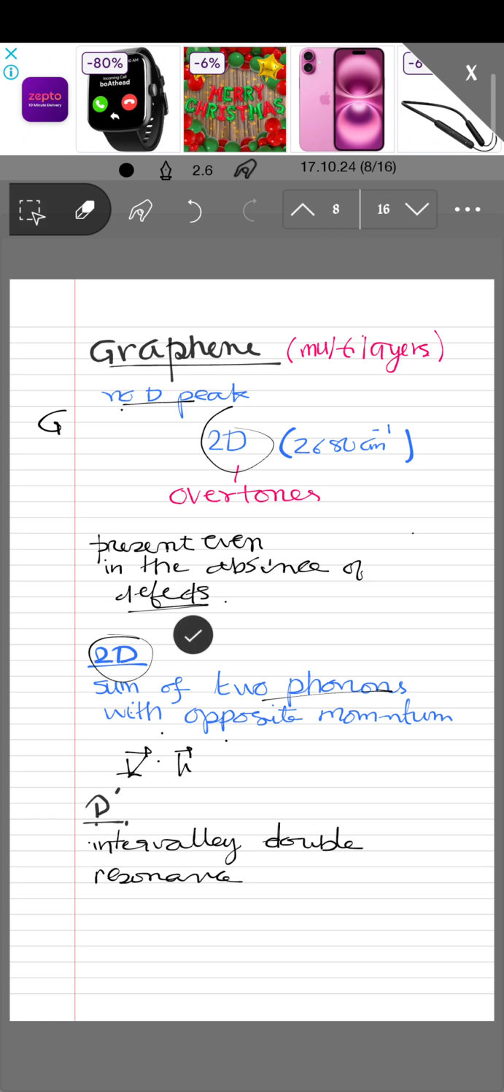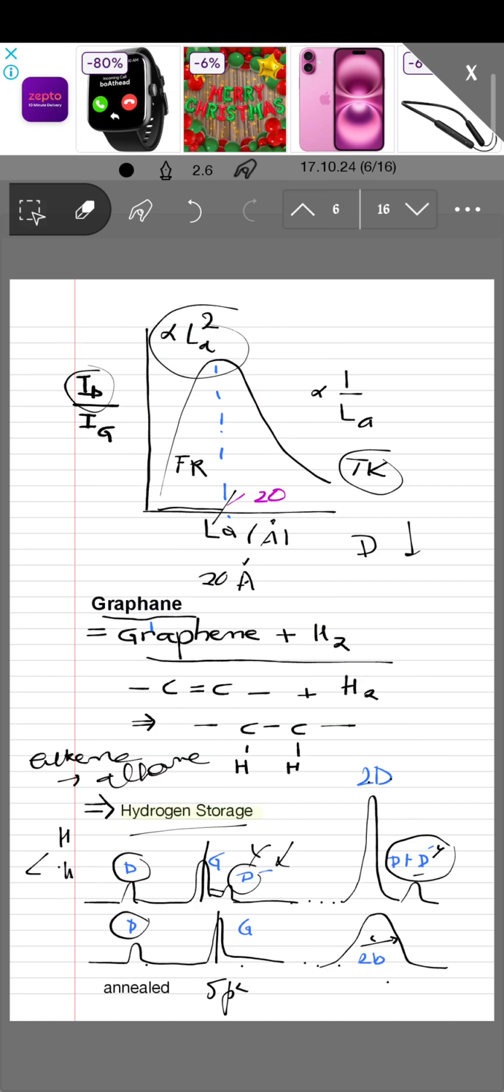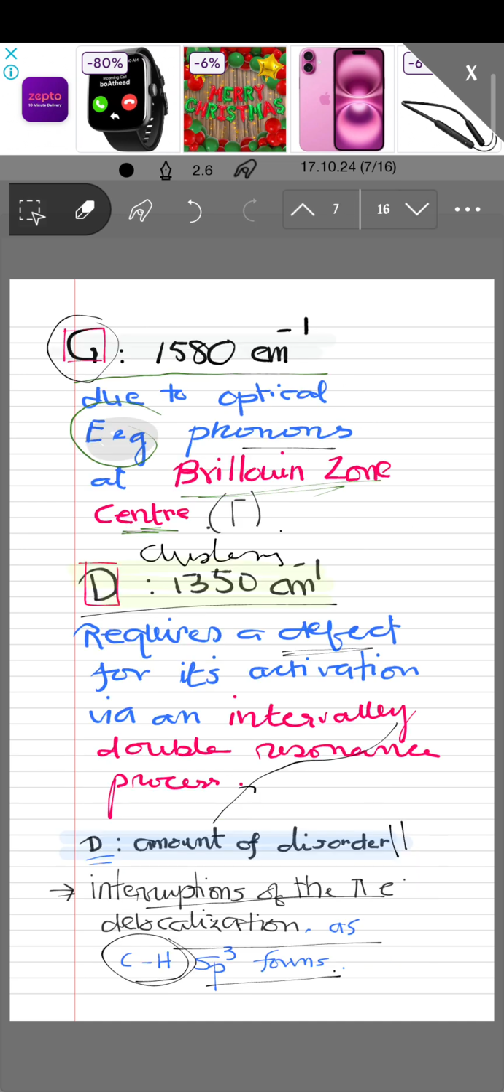And also this D dash band is due to the intravalley double resonance, which is what we are talking about here. This small D dash band is also due to double resonance. So these are mainly the impurity states after the growth.